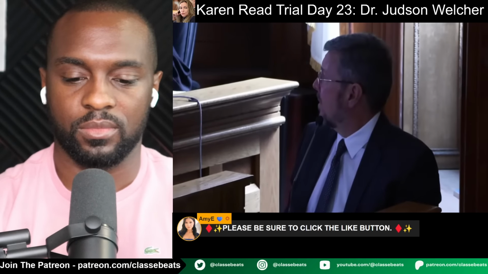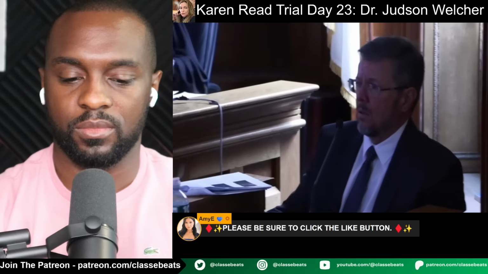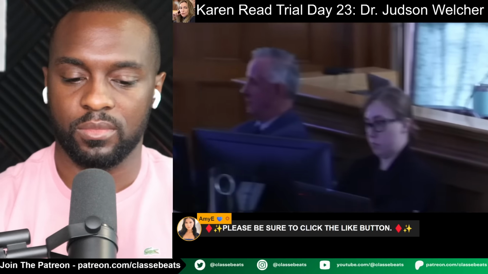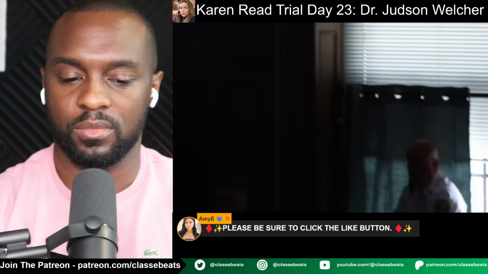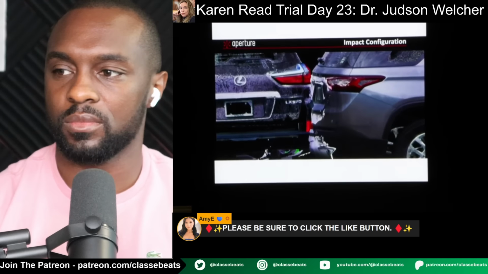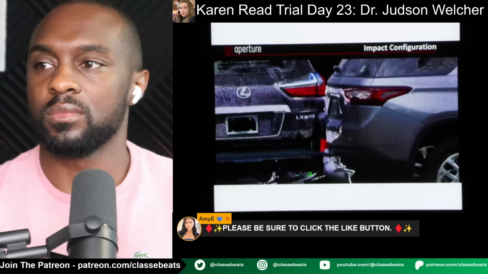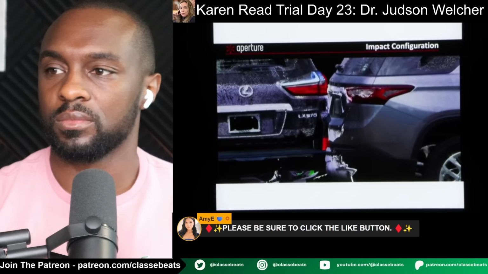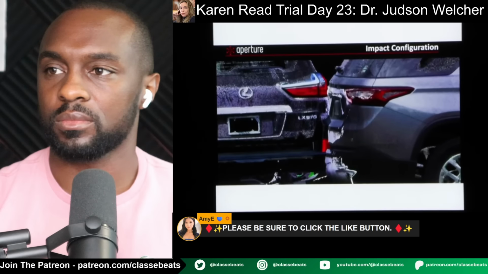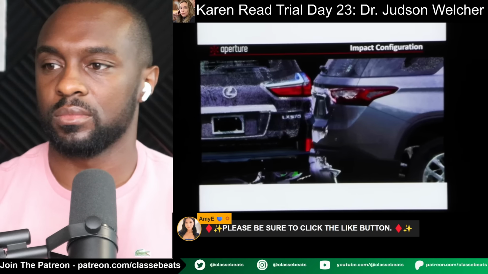The Lexus and the Chevy Traverse that are depicted there are both 3D images of those vehicles, correct? Correct. And Aperture created the 3D images, correct? Correct. Sir, did you do these scans and did you personally create these images? No, one of the assistants at Aperture did. So you're speaking about what somebody else did at Aperture, correct? They were doing it at my direction.